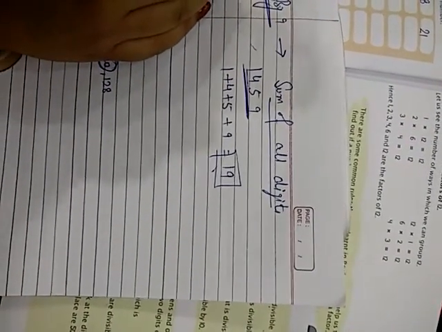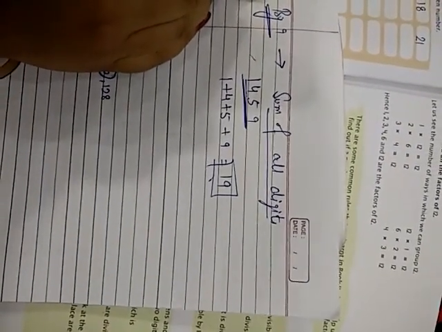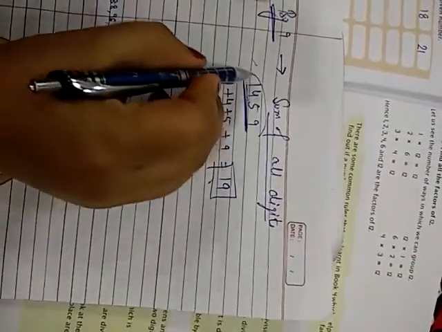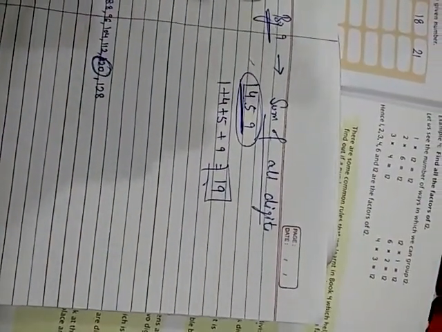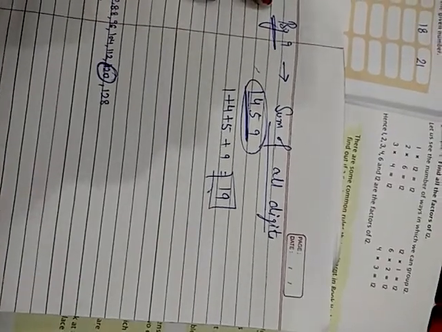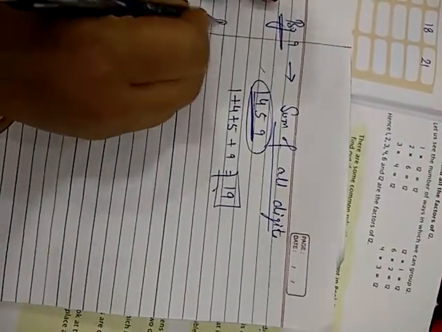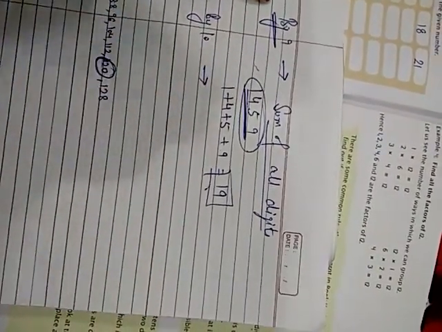Now tell me, is 19 divisible by 9 or not? No, 19 is not divisible by 9. It means this complete number is not divisible by 9. Clear? Now what is the divisibility of 10? The easiest one.